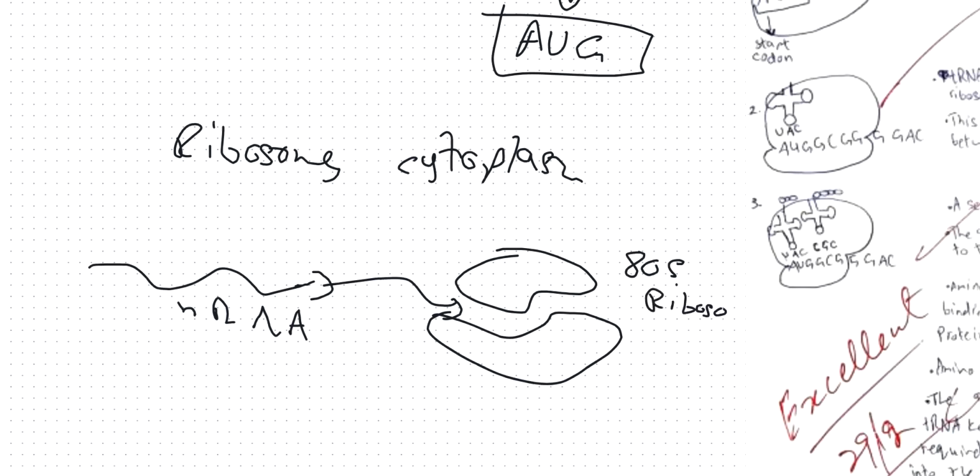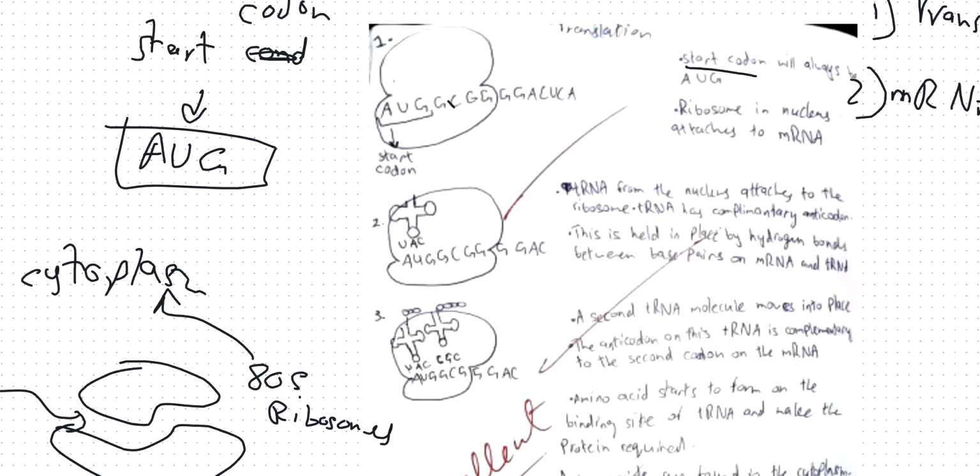The ATS ribosomes are the ribosomes that are found in the cytoplasm, and this is where translation occurs. So mRNA binds to the ribosomes. This is the first step. The second step is that tRNA from the nucleus.